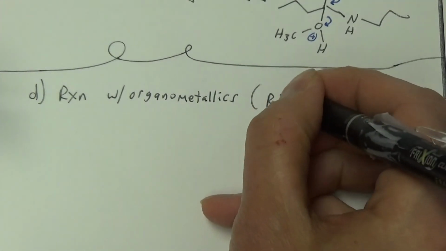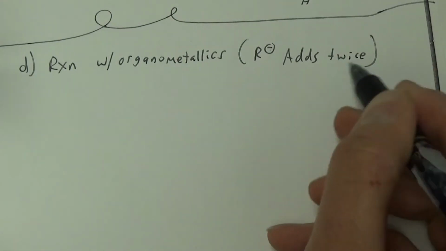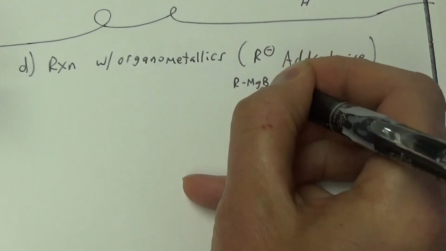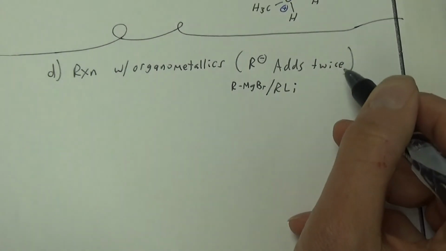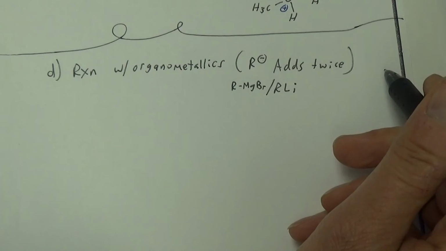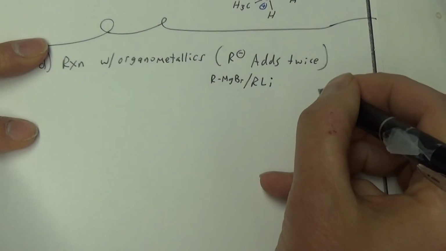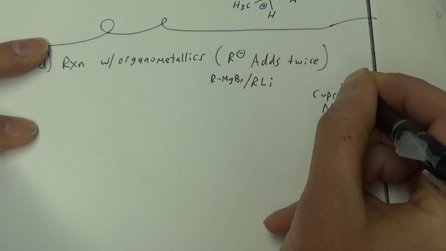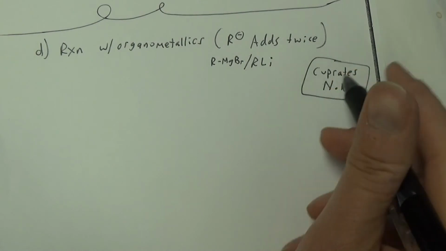So the behavior is R minus adds twice. That's it. You don't have an option, it just adds twice. And by R minus I mean our Grignards and organolithiums. Alright. What's the other metal? We know about magnesium, we know about lithium. What's the third metal? Cuprates. Well, I'm happy to note for you that cuprates do not react with esters. NR. No reaction. Cuprates do react with acid chlorides, but they don't react with esters.